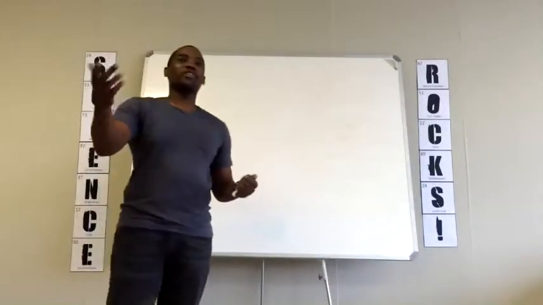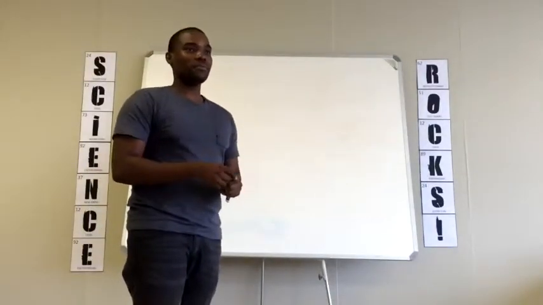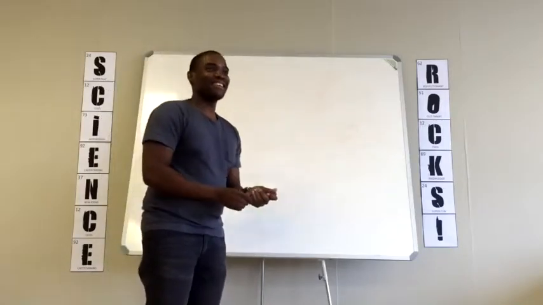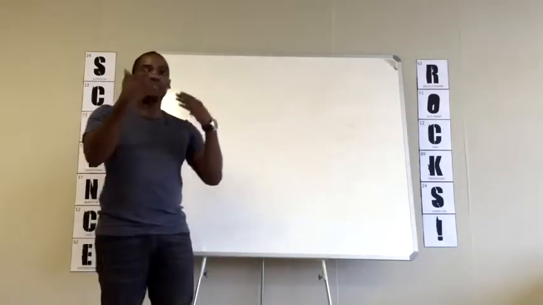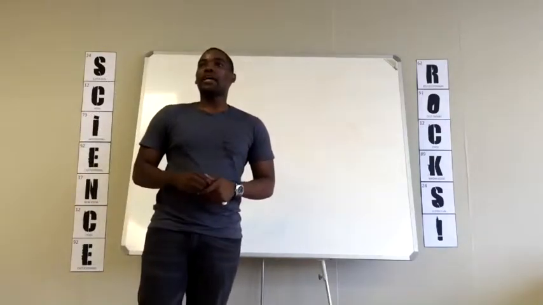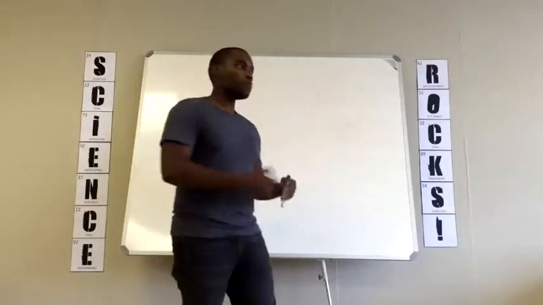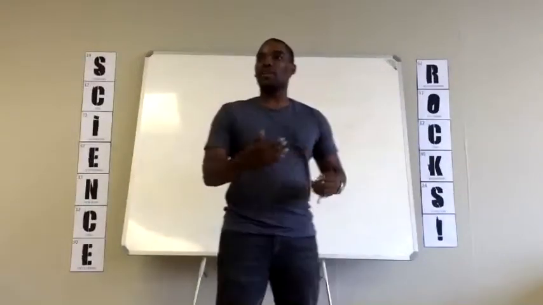What is inertia? Inertia is the tendency of an object to remain at constant velocity or direction. Yeah, to maintain its state of motion. So inertia basically says it's your resistance to a change in motion. If you're standing still, you want to stay standing still. If you're moving at a particular velocity, you want to keep moving at that velocity.